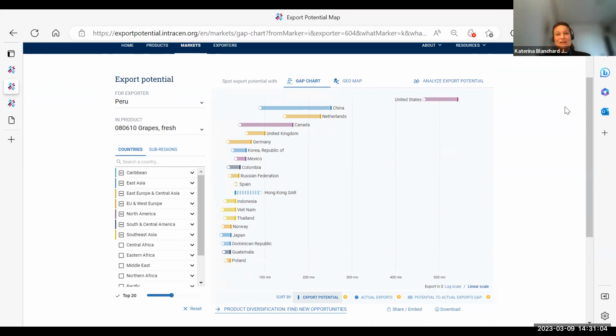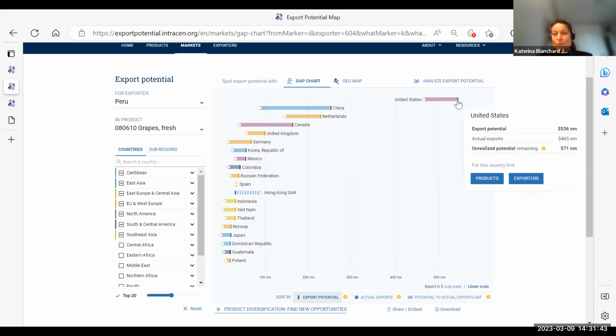Thank you. So if we want to analyze the markets, we usually use the gap chart. This is the type of chart you see on your screen now. By default, the system will show us the top 20 markets for our product. How shall we read this chart? The bubbles correspond to the size of actual exports. So we can see that the highest share of Peruvian exports goes to the United States.